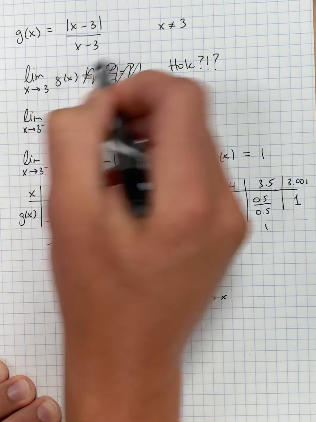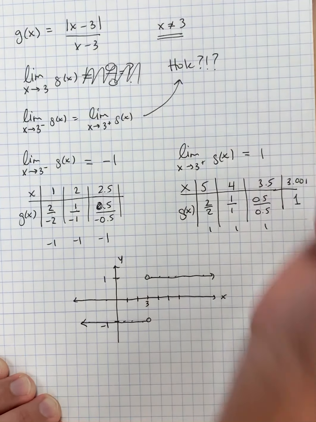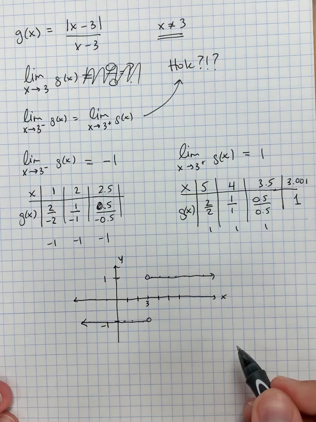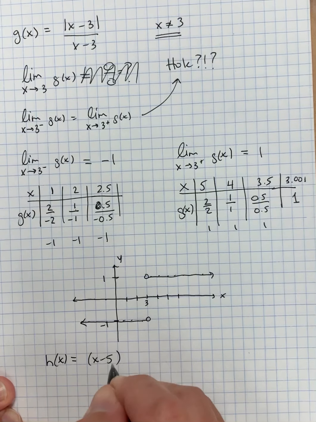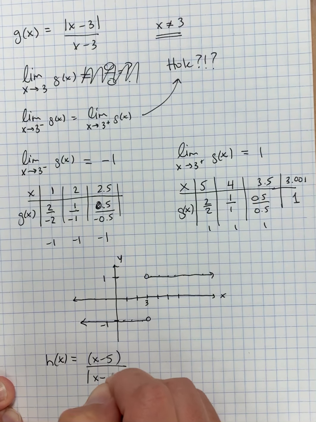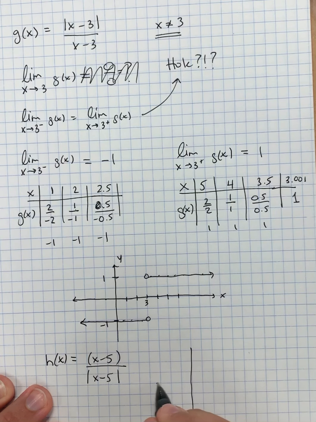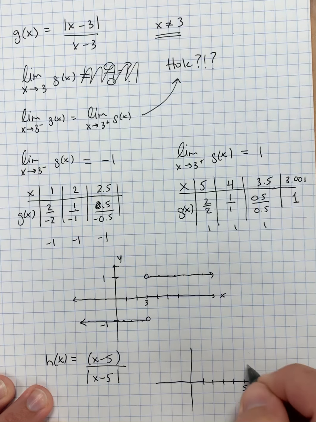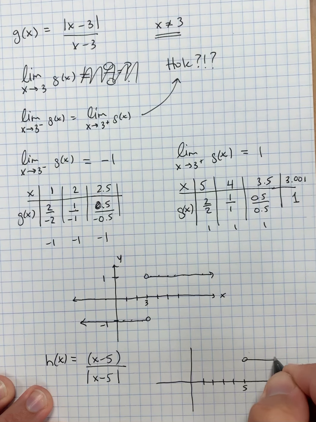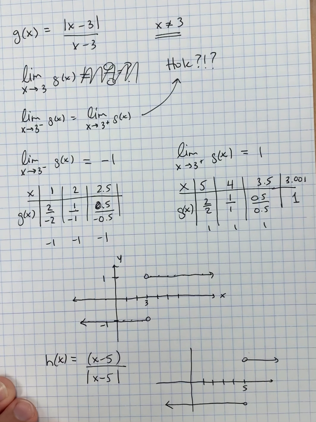This function, this family of functions, is going to have a jump discontinuity at whatever value, in this case x equal to 3, makes that function undefined. If I give you another h of x, like x minus 5 over the absolute value of the quantity x minus 5, this function is going to have a jump discontinuity at x equals 5. Very quickly, this is going to have 1, 2, 3, 4, 5. At 5, this is going to have a jump discontinuity the same way, right?